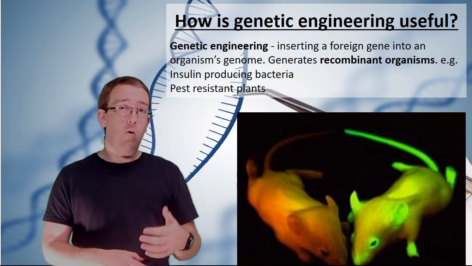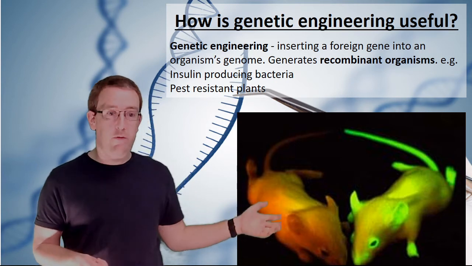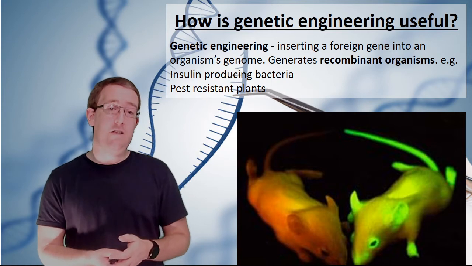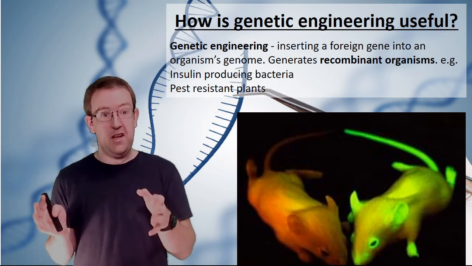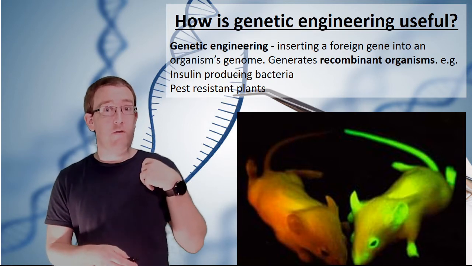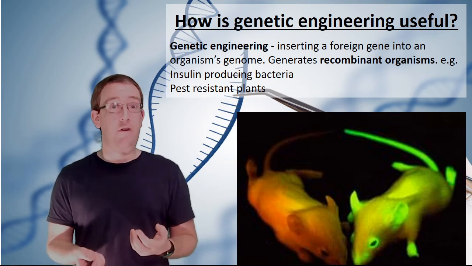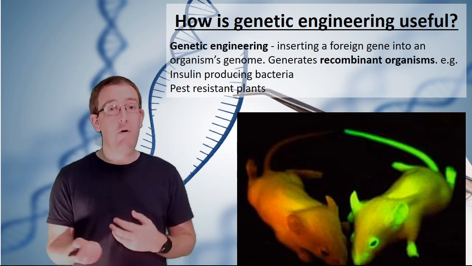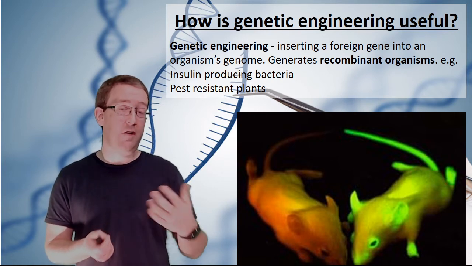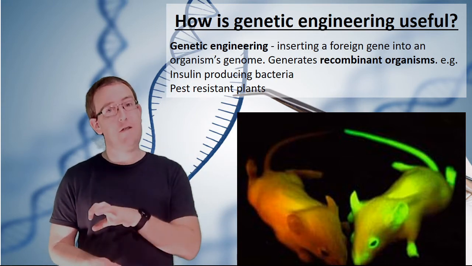So what do we mean when we say genetic engineering, and why is it such a hot topic and has been for years now? Why are we so interested in genetic engineering? Well, basically it's about inserting foreign genetic information into a new organism. So it generates what we call recombinant organisms. For example, you've got bacteria that produce insulin, that's very routine now. You've got plants that are resistant to certain herbicides, so you can get rid of weeds, or resistant to certain pests, so you have to use less pesticide on them.